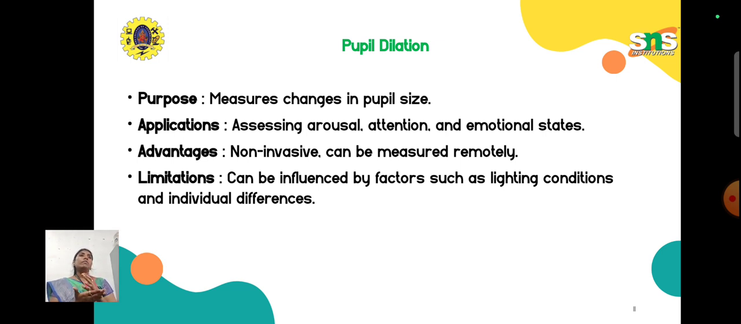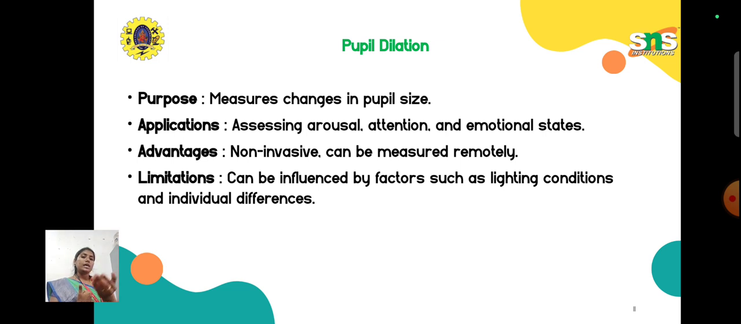Even when you see something so interesting, something you really love, some objects or some person, eventually we have some changes in the pupil dilation. So from that pupil dilation we come to know what emotional status that person is going through. So this is the thing we will be measuring with the help of pupil dilation.